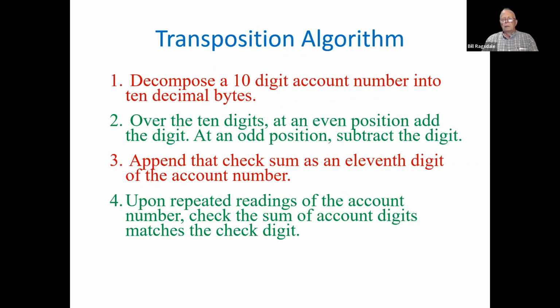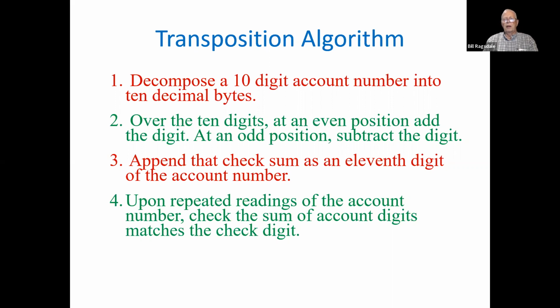Now, the other algorithm is a little more interesting. In this case, we want to check for digit reversal, not a digit change, but a digit reversal. Very common when you're handwriting numbers down or when you're reading numbers over the telephone. So in this case, we decompose the 10-digit account number as we did before. The work is done at step number 2. Over the 10 digits, at the even position, starting at 0, we add the digit. If the digit is located at an odd position, we subtract it.